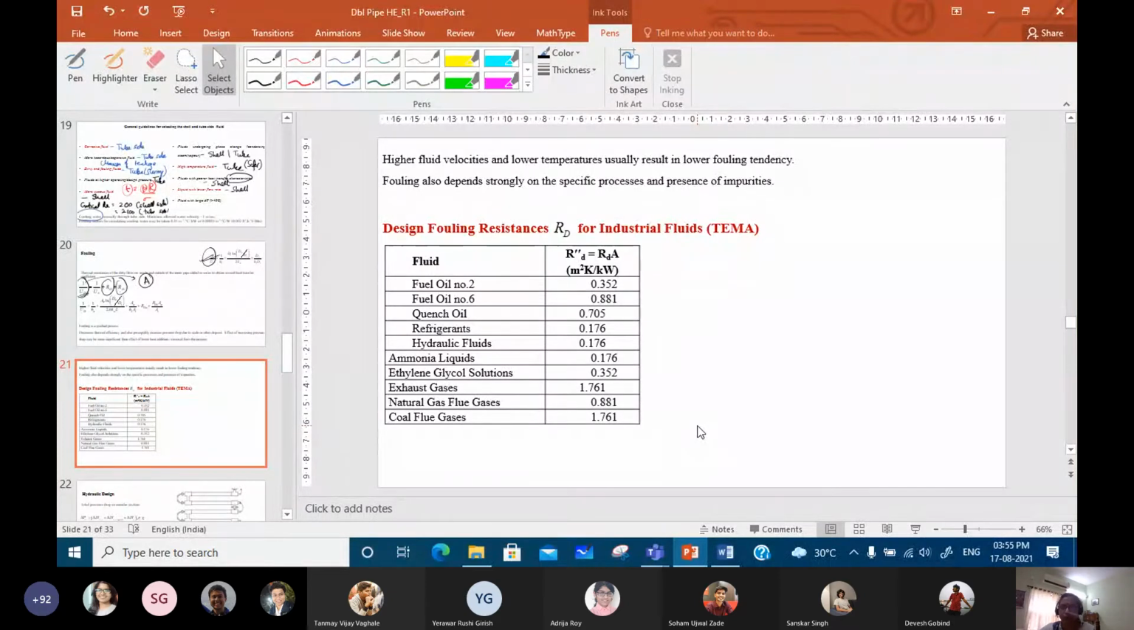So although I have provided some representative values here, mostly we define the fouling resistance because they vary depending upon the source from where we have got the fluid, or in other words, how long we are using it, and it depends on a large number of factors. So I'll request the TA group to provide the fouling resistances also to the students or the designers so that they can go ahead with the design.